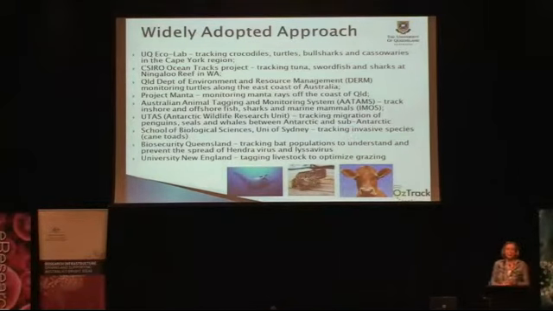So there's a UQ Eco Lab, who we're working with, and they're tracking crocodiles, turtles, bull sharks, cassowaries and Cape York. The CSIRO Ocean Tracks project, and they're tracking tuna, swordfish, sharks at Ningaloo Reef. The Department of Environment and Resource Management in Queensland are monitoring turtles in Moreton Bay and along the east coast of Australia. Project Manta, which is both, I think it's Lady Elliot Island and off Stradbroke Island, are tagging and tracking manta rays. ATAMS, which is funded through IMOS, are tracking inshore and offshore fish, sharks and marine mammals.